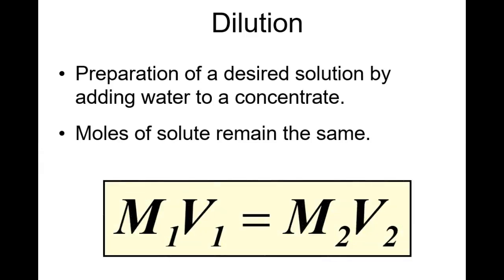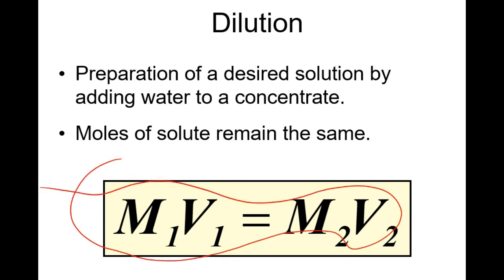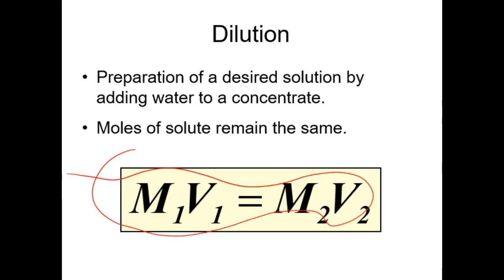So when we want a diluted solution, I want you to write this formula in your journal: M1 V1 equals M2 V2. Again, the moles of solute remain the same. We're going to kind of look at what this means.